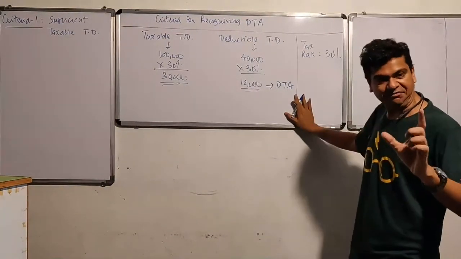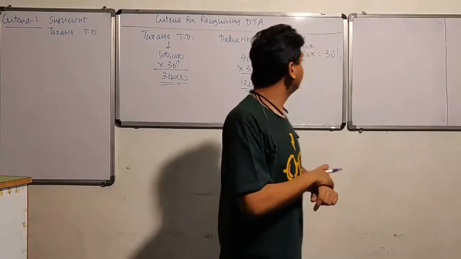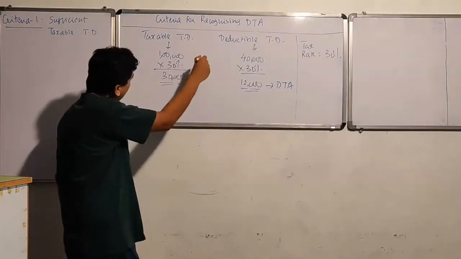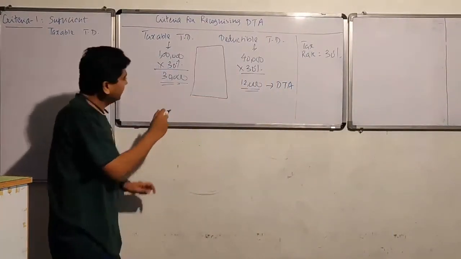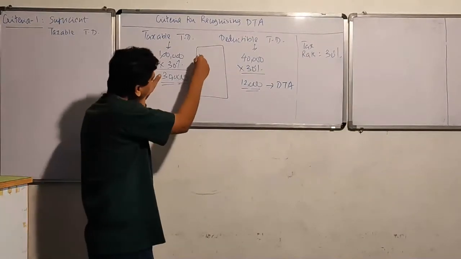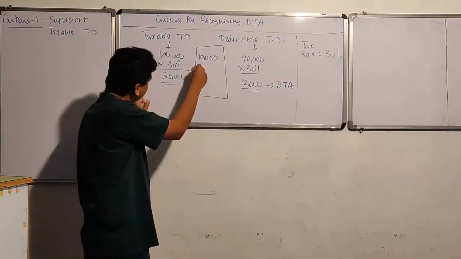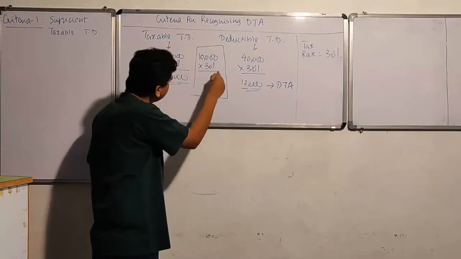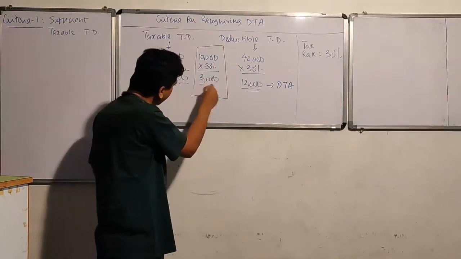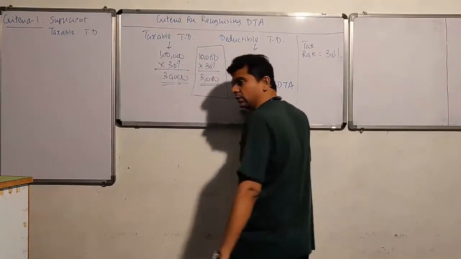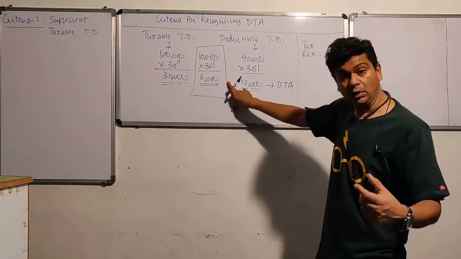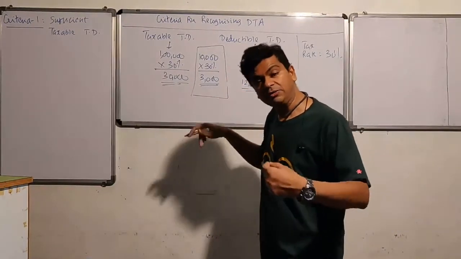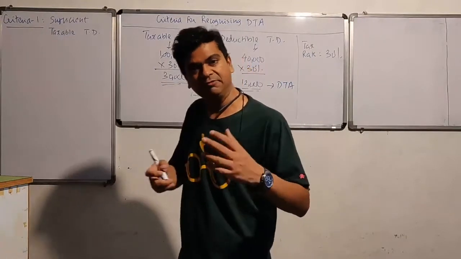Right, let me change the figure slightly and you will understand what will happen. Let us say instead of 1 lakh, the taxable temporary difference is only 10,000. So when I multiply 10,000 with 30%, it is turning out to be, let us say, 3,000 rupees. So what does this mean? It means I have to pay 3,000 rupees extra tax in future.